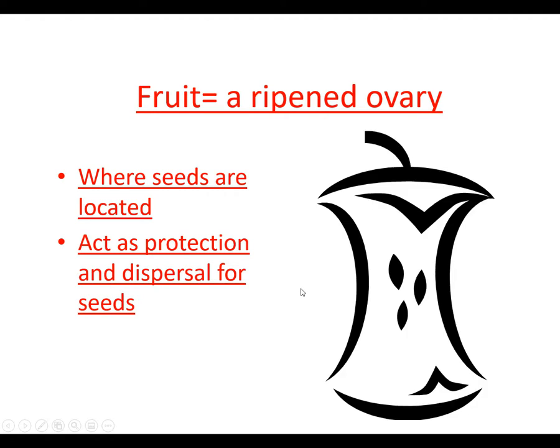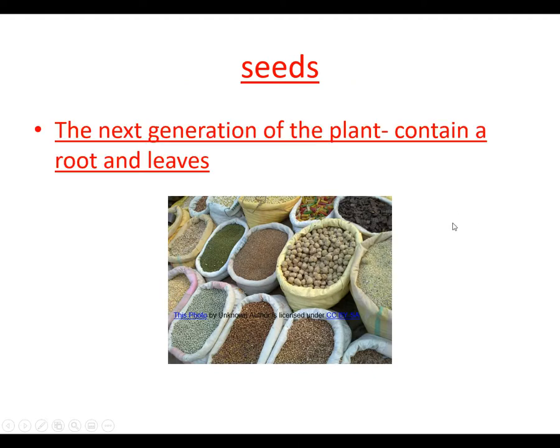So a fruit is a ripened ovary, and it's where your seeds are located. And if something makes a flower, it makes a fruit, and it makes seeds. So the next generation of the plant, which is the seed, has a root and either one leaf or two leaves inside of it. And all seeds, it doesn't matter what they are, have a root and a leaf inside of them, every single one.